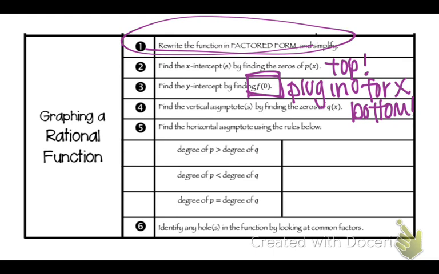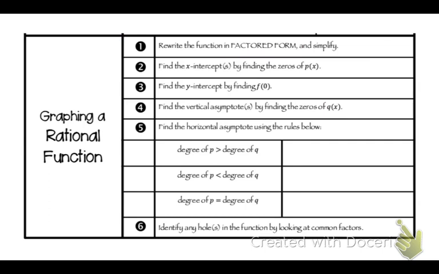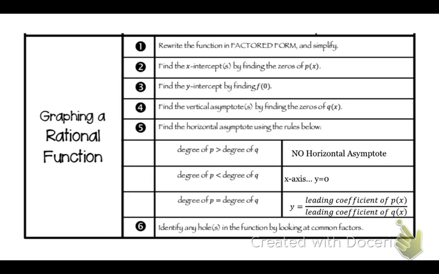And then for the horizontal asymptote, if you didn't get this copied down, I'd maybe write that real quick because it's going to go away. P is always the top, Q is the bottom. If the degree of the top is greater than the degree of the bottom, there is no horizontal asymptote. If the degree of the top is less than the degree of the bottom, then the horizontal asymptote is the x-axis, which is y equals 0. If the degree of the top equals the degree of the bottom, then you look at the leading coefficient of the top and divide that by the leading coefficient of the bottom. That's going to be your horizontal asymptote.